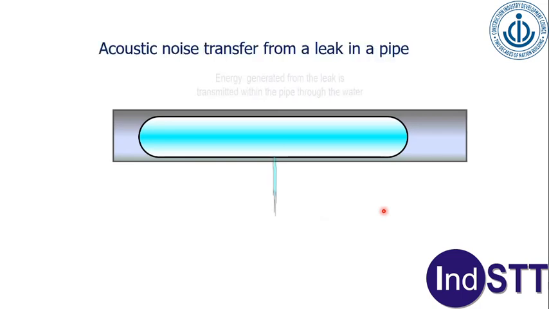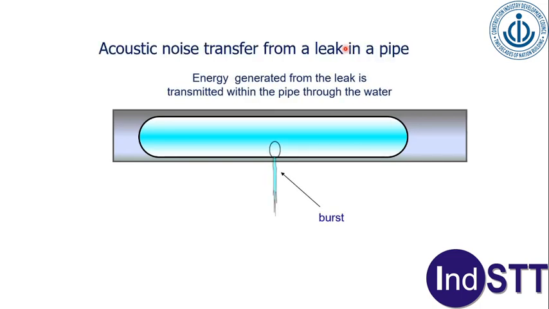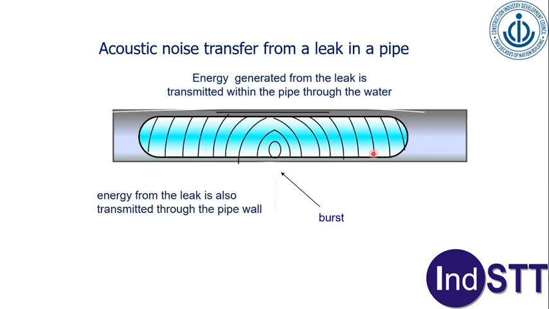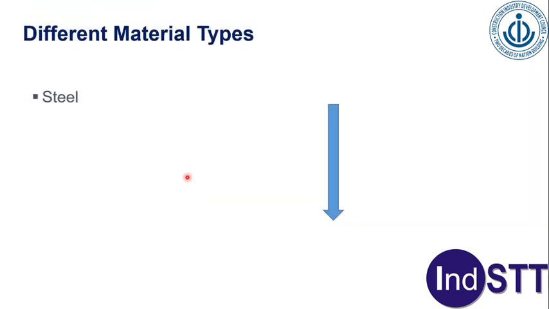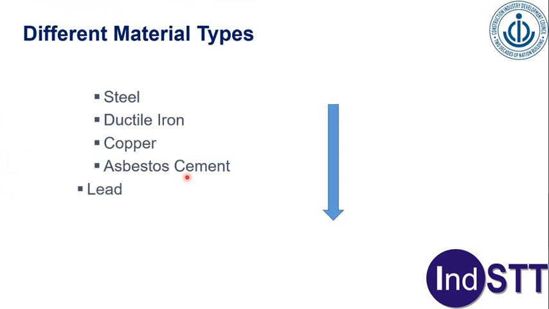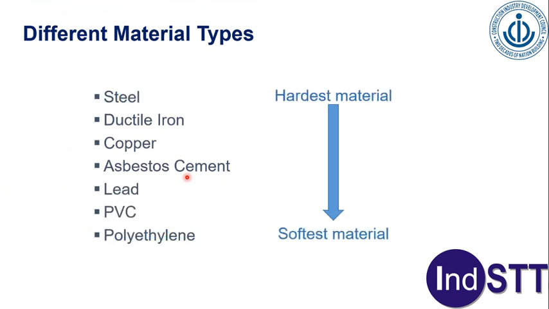So let's look at this phenomenon. Let's say this is the burst. So energy generated from the leak is transmitted within the pipe through the water. So that's how energy will transfer within the water. Energy from the leak is also transmitted through the pipe wall. So this will also be carried through the pipe wall. Different material types of the pipe again will give different kinds of signatures of your leakage.